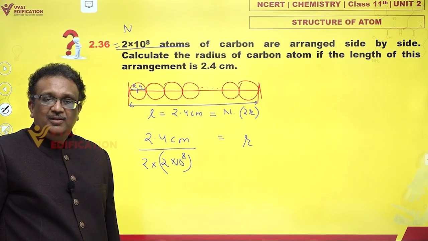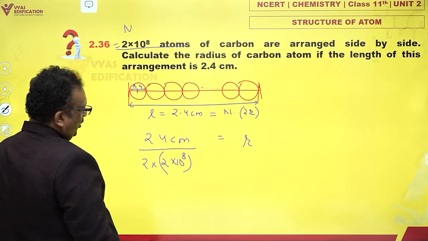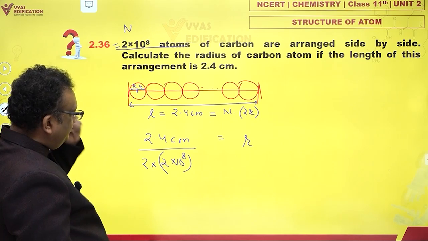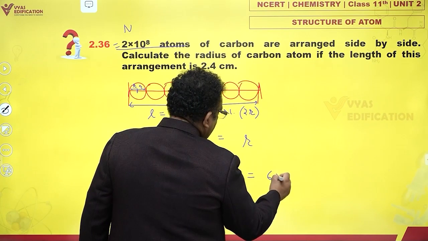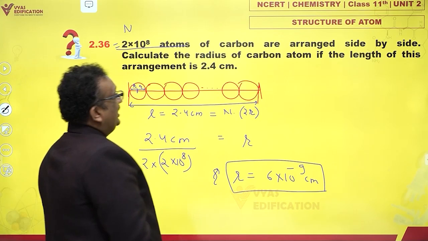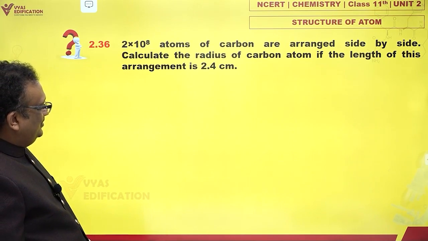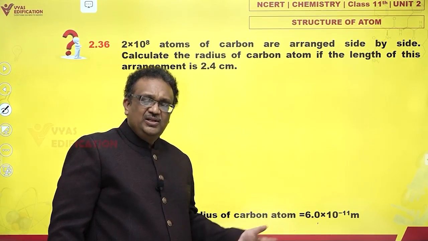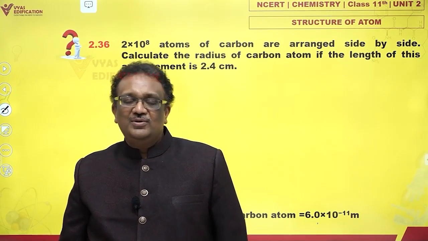Oh my God, that's it, my dear. And how much does that come out to be? 2 2s are 4, so 0.6 into 10 raised to minus 8 centimeter. So the radius comes out to be 6 into 10 raised to minus 9 centimeter. It is given in meters, that's it. 10 raised to minus 9 centimeters is also 10 raised to minus 11 meters. Nothing simple about it, that's okay.